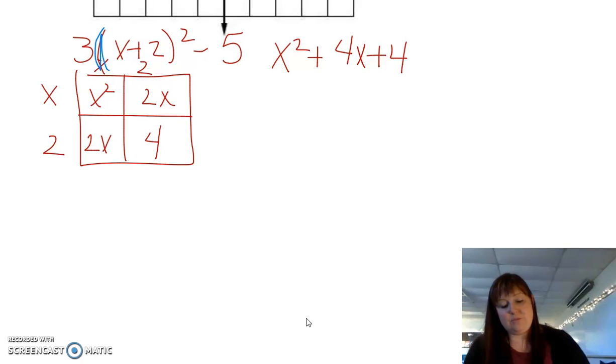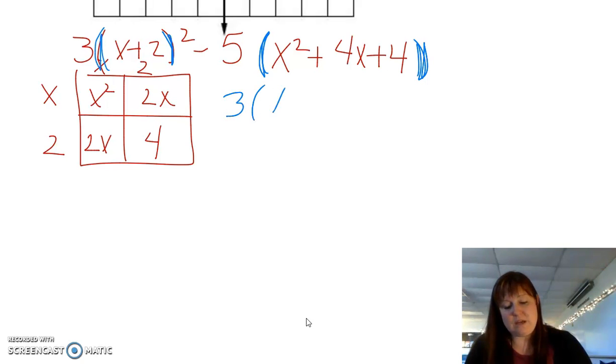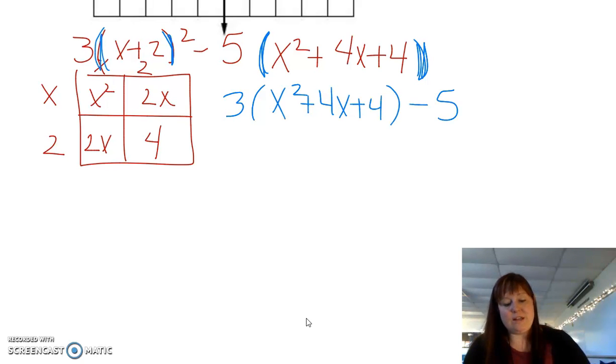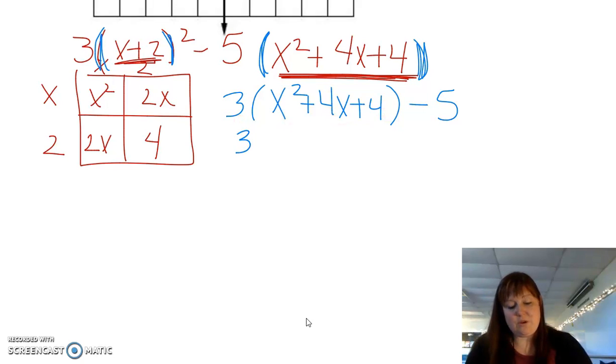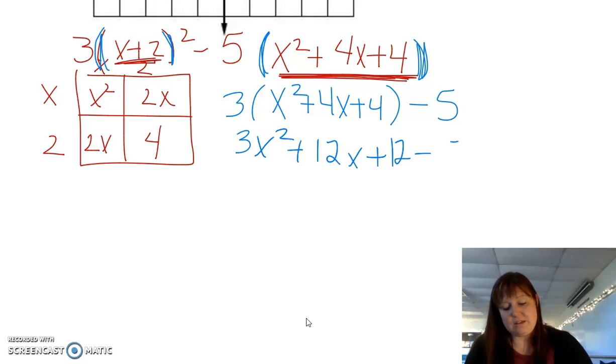That is everything inside the parentheses. We just multiplied it out, so now that is what should be inside the parentheses right there. So let's just replace it. Now I have 3 times x squared plus 4x plus 4 minus 5. Now I need to use the distributive property to multiply 3 by each of these numbers. So I'm going to have 3x squared plus 12x plus 12, and I still have the minus 5 there.